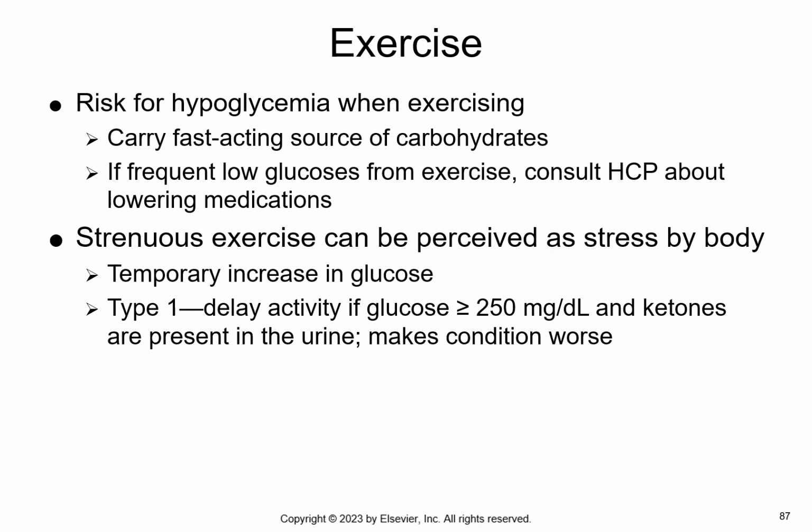Risk for hypoglycemia when exercising: carry a fast-acting source of carbohydrates. If frequent low glucose from exercise, consult the healthcare provider about lowering the medications. Strenuous exercise can be perceived as stress by the body. You may get a temporary increase in glucose. In type 1, delay activity if the glucose is greater than 250 and ketones are present in the urine. This all makes the condition worse.